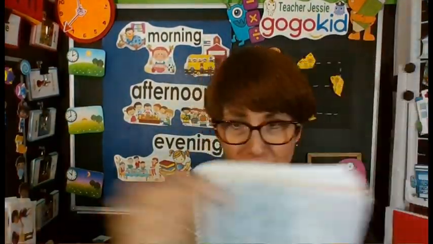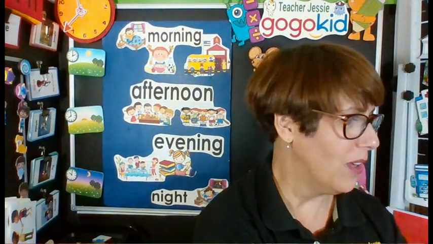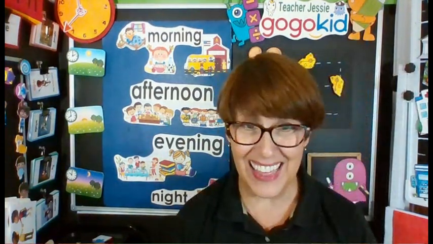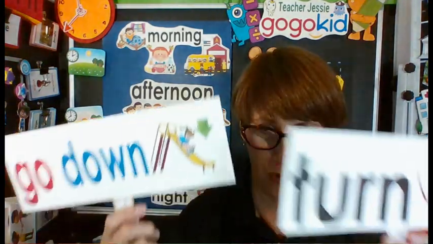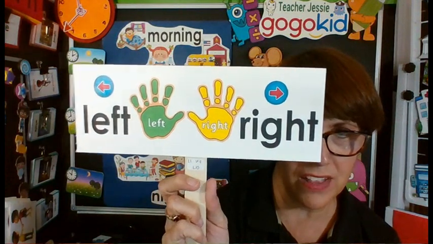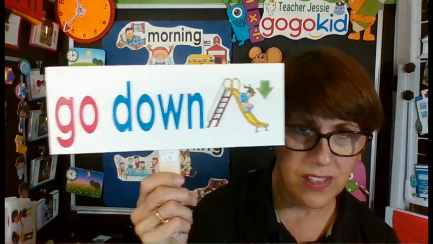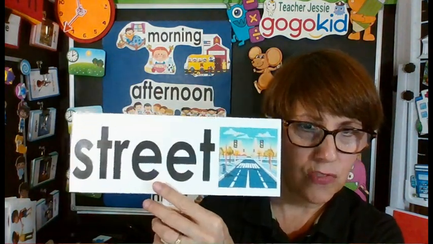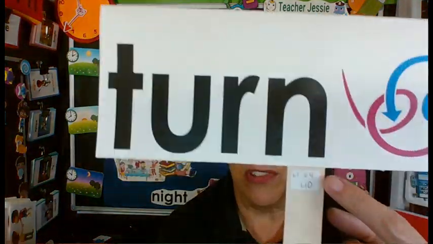So tomorrow morning when I wake up, I'm already set to go. And then I'll have it in order. And I just check as I go through them. Today the only thing I had to do that was extra was two new flags, because I'm teaching left and right, going down, go down, and turn, and street. So those are the two new flags that I made today.